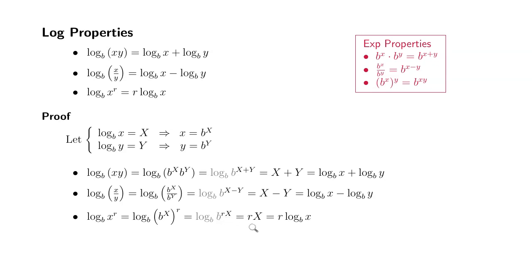You're left with rX. But the X is log to the base b of x. Then you multiply by r, which is the right-hand side of the third one. All right? That's it. I hope that this was clear.